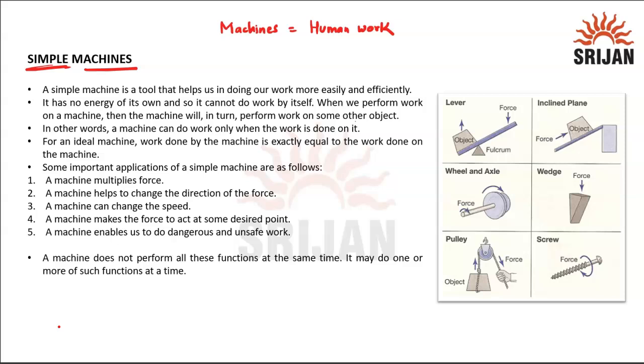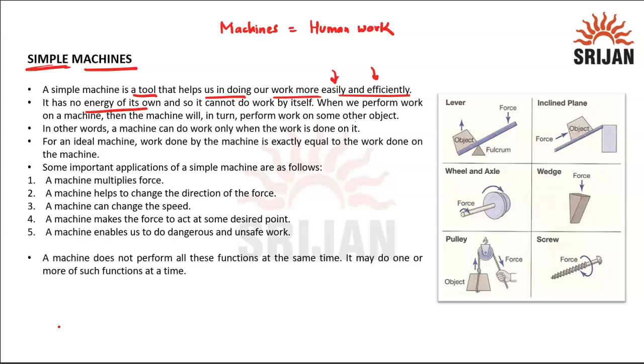Now if I need to define the simple machine, what I will say is a simple machine is a tool that helps us in doing our work more easily and efficiently. See, we humans can also do the same work, but it will take a lot of effort, a lot of time, and it will not be efficient every time. But a machine can do that easily and efficiently.